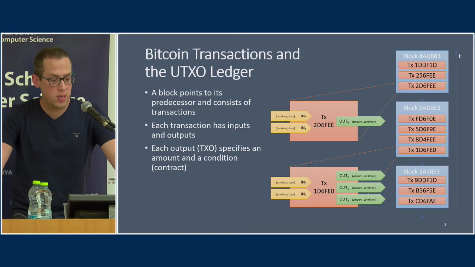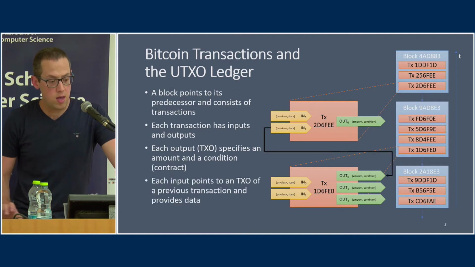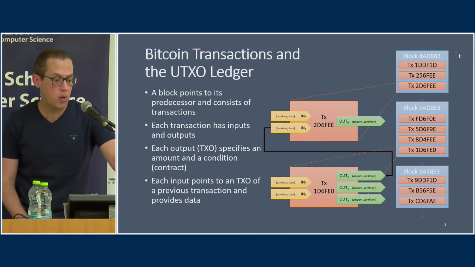Each output specifies an amount and a condition, and can be thought of as a coin, whose value is specified in the output, and it may only be spent if the condition it specifies is satisfied. Each input points to an output, which it spends. We say that this input spends the output it references, and it provides some data.